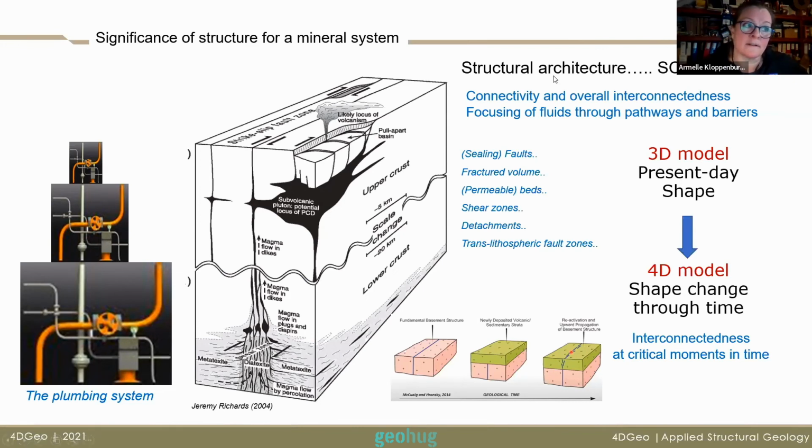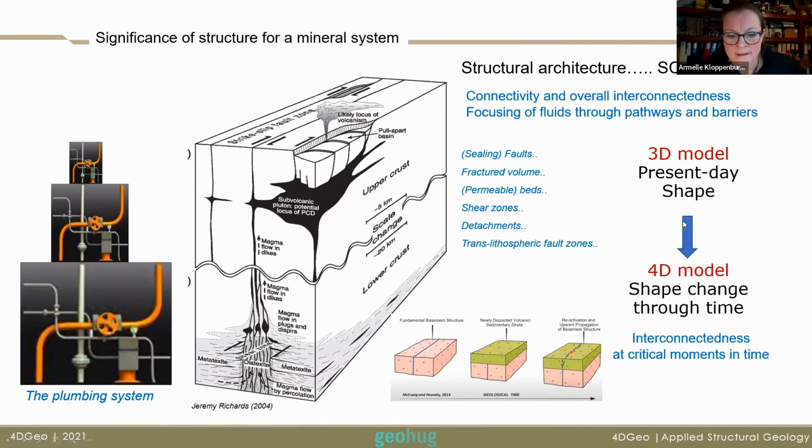That structural architecture is formed by a range of different structural objects: faults, fractured volumes, permeable stratigraphic beds, shear zones, and at the largest scale, translithospheric fault zones here, really beautifully imaged in a system for porphyry copper by the diagram Jeremy Richards. And collectively, they form that interconnected plumbing system.